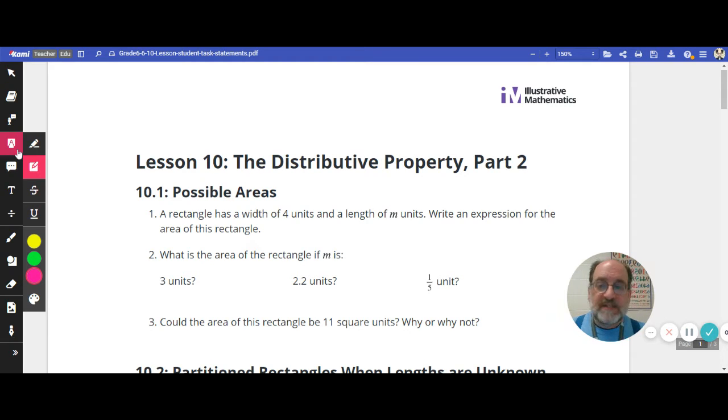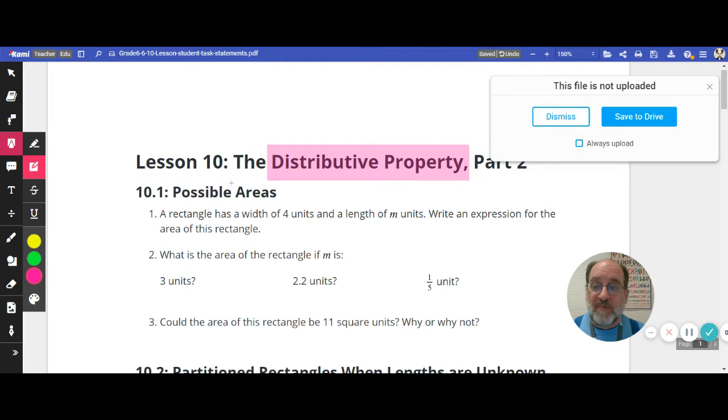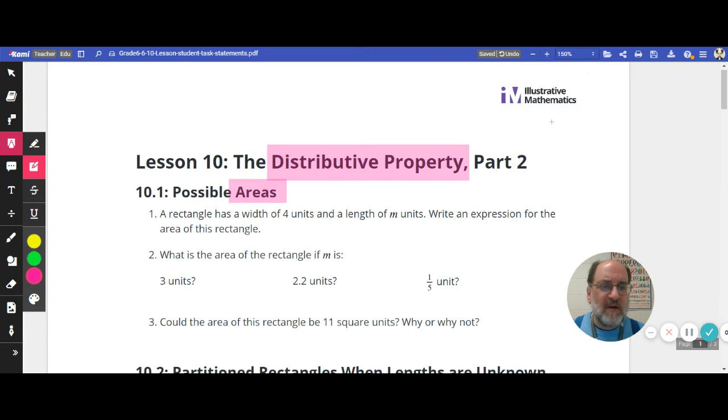We are in Unit 6, Lesson 10, and we are still talking about the distributive property. We introduced this in Lesson 9, and it had a lot to do with areas, so we are getting some practice again with talking about areas. So for our beginning problem, a rectangle has a width of 4 units and a length of m units. Write an expression for the area of this rectangle.